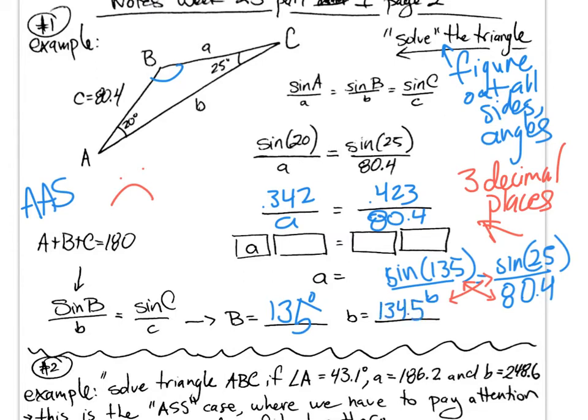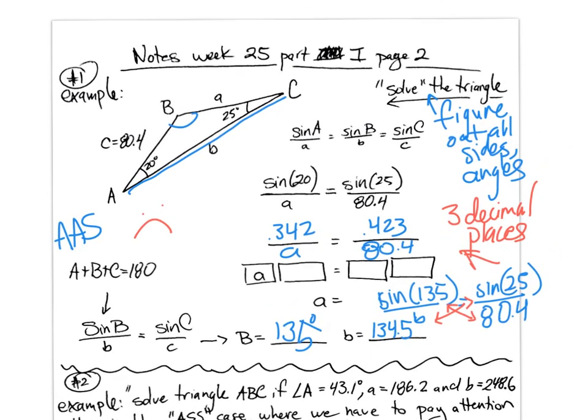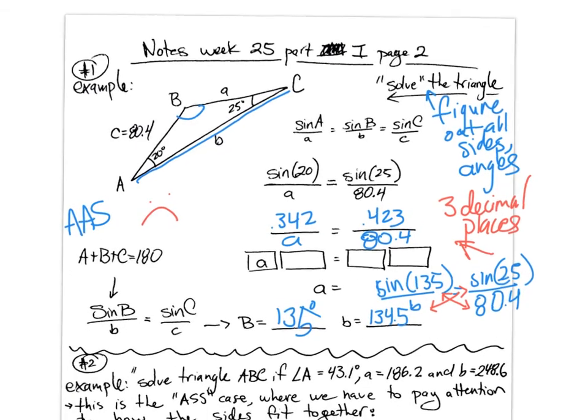And you could try that just to make sure you're ending up with the same answer. But based on the triangle, does it look like that would be 134.5 if this were 80.4? Sure, sounds good. Okay, so that's one example of quote-unquote solving the triangle, meaning finding all the sides and angles.